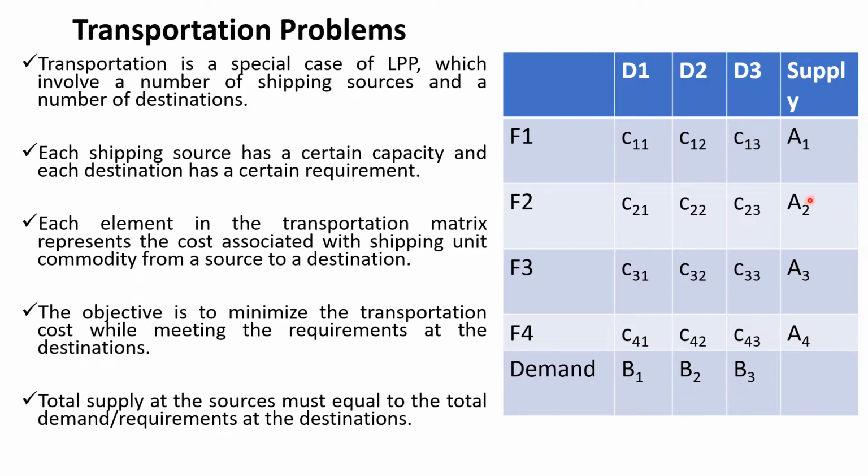So suppose summation of A1, A2, A3, A4 is more than the summation of B1, B2, B3. That means what we have to do? Matrix is not balanced. So since this side is coming less, we should add a dummy column, right? With its requirement being the difference between summation of supply minus summation of demand. So that is how we add a dummy row or dummy column as the case may be if the matrix is not balanced.